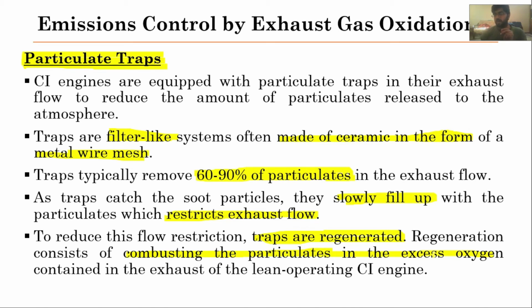And we usually have three types of regeneration: normal regeneration, dynamic regeneration, and then the service regeneration. So I will explain these regenerations later. So this is how these particulate traps are working. They usually trap it, and when a large amount of these particulates have been trapped, the restriction in the flow will occur, and in order to overcome this restriction, these particulate traps are being regenerated.